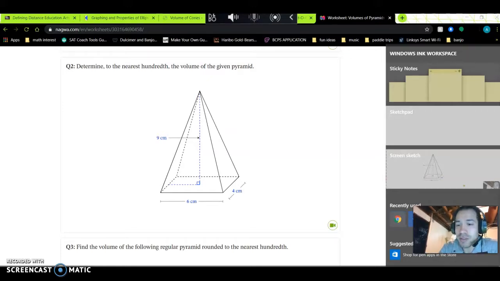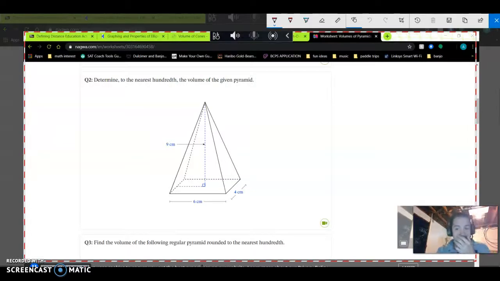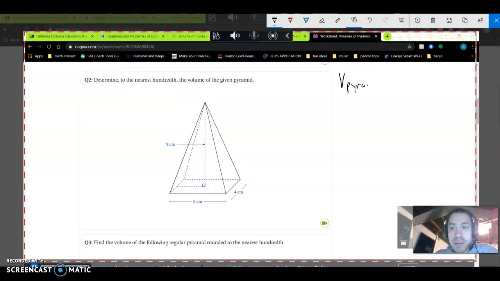Sorry, it's going to take a second for Screen Sketch to get ready. Boom, there we go. Now, for volume here, let me pull this up. Volume of a pyramid is equal to 1/3 times length times width times height, right? Very straightforward.